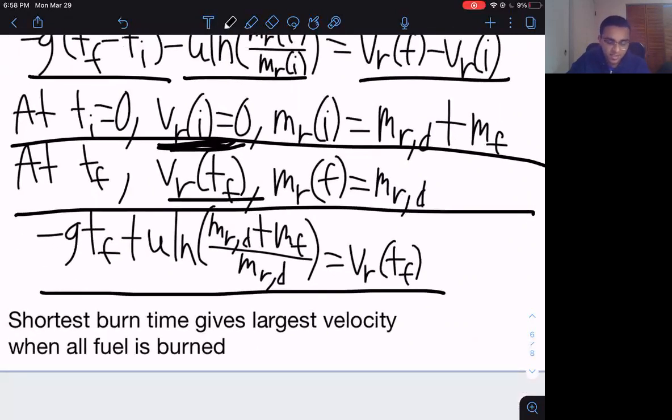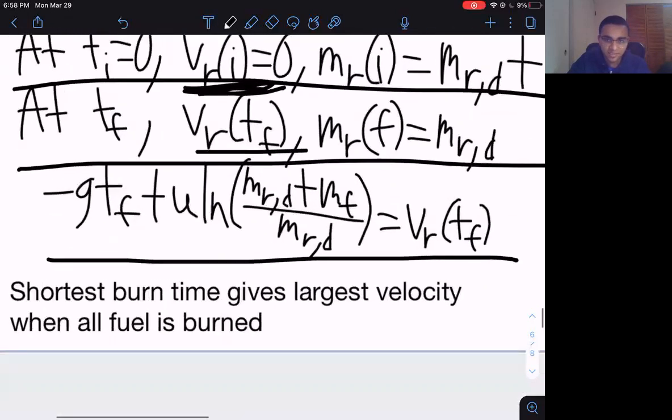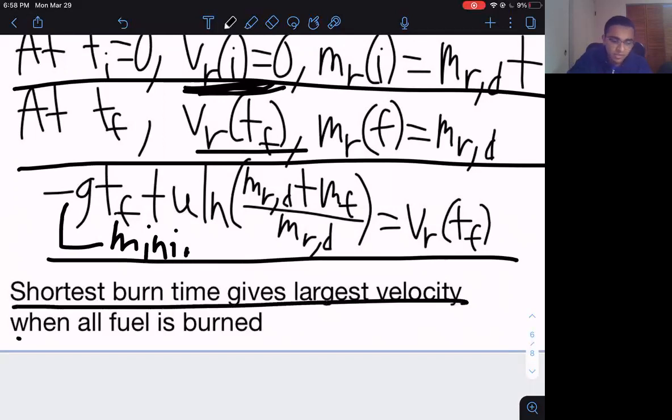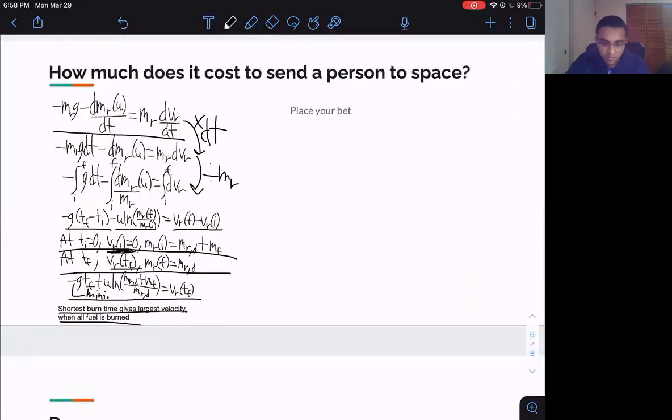And this is the key rocket equation right here. This is what we were aiming for. The key result is that you want to minimize this term right here. And that's done by making the shortest burn time. You want to drop t sub f so that this negative g t sub f term gets smaller and smaller. That's why you want a very short burn time, so that you can have the largest velocity to get into orbit when all your fuel is burned.